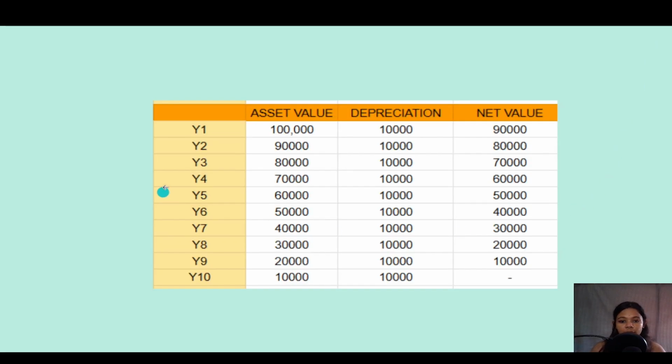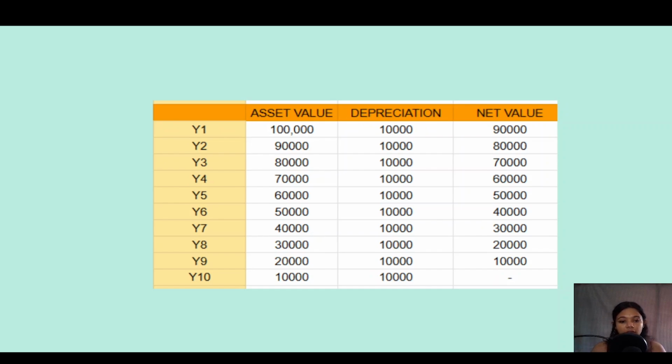if my asset value is 1 lakh and I'm charging 10% depreciation, then 10% of 1 lakh is 10,000 rupees. That means my depreciation is 10,000 and my net value will be 90,000 at the end of year 1. Then at the end of year 2, I will again charge 10,000 rupees only as my depreciation. This is the straight line method. In the straight line method, every year the same amount of depreciation is charged.